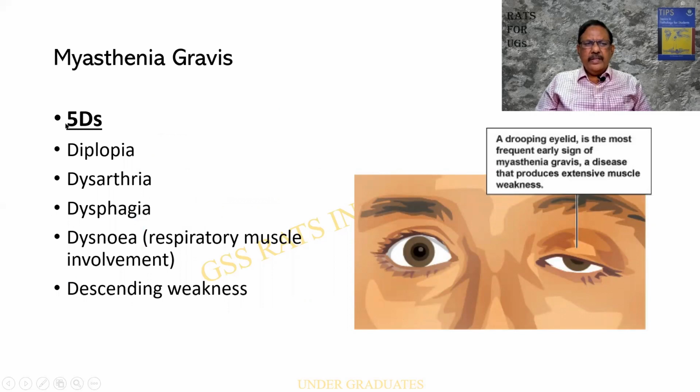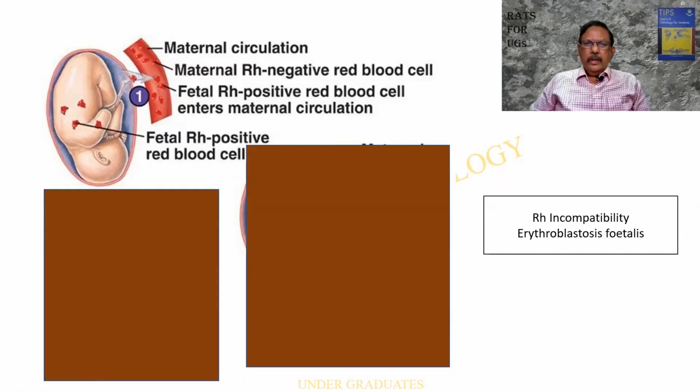And these are the clinical signs, 5 Ds. Diplopia, dysarthria, dysphagia, dyspnea, and descending weakness. So it is an early sign. I would like you students to kindly be patient. This is the third university question that I'm going to explain to you people.